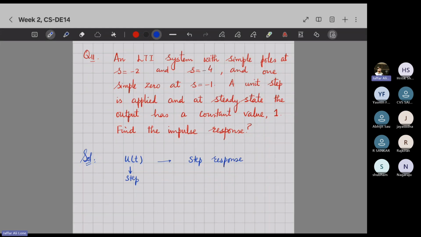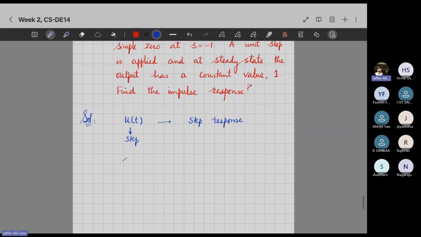Why? Because your input is a step signal. So if you are giving input as a step input, then your output is called step response. If you are giving input as a ramp signal, Rt, your response is called ramp response. Similarly, if you are giving a parabolic-like function as the input, then the output response you get is called parabolic response. Similarly, if you are giving an impulse signal as input, the output is called impulse response.